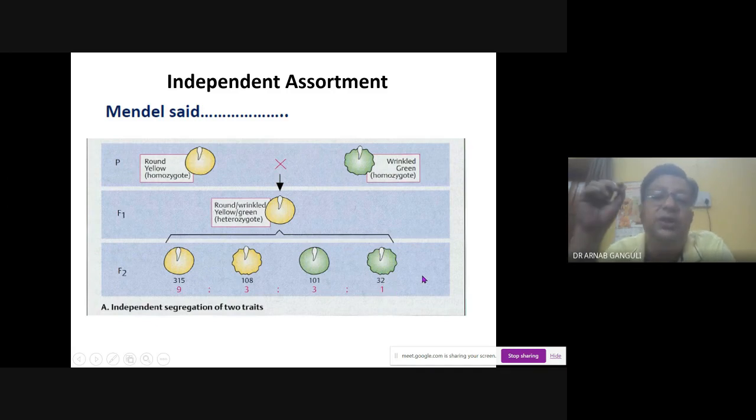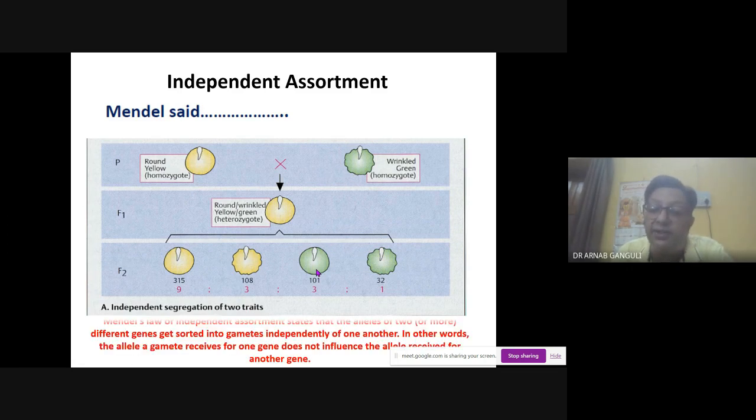9:3:3:1. So the presence of round in any way did not interfere with the presence of wrinkled. So the yellow can be wrinkled along with round. It can be round, it can be wrinkled, and it can be yellow, and it can be green and it can be round. So this is called the independent segregation of two traits, and this is independent assortment.